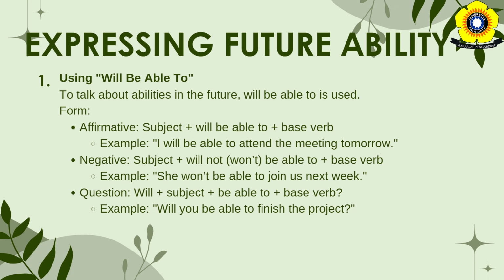Expressing future ability. 1. Using will be able to. To talk about abilities in the future, will be able to is used. For the affirmative form, subject plus will be able to plus base verb. Example: I will be able to attend the meeting tomorrow. Negative form: subject plus will not be able to plus base verb. Example: She won't be able to join us next week. Question form: will plus subject plus be able to plus base verb plus question mark. Example: Will you be able to finish the project?